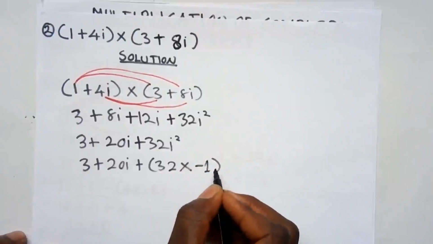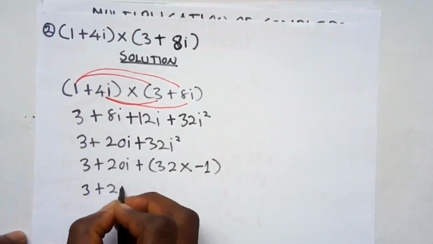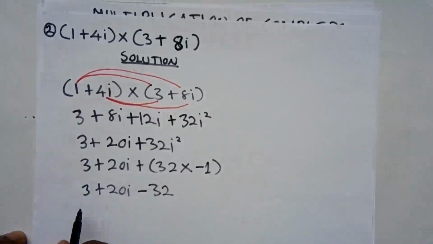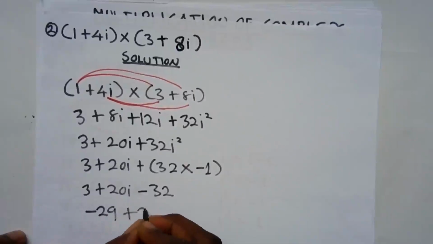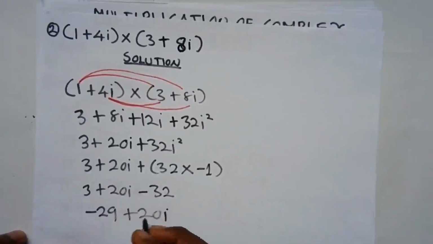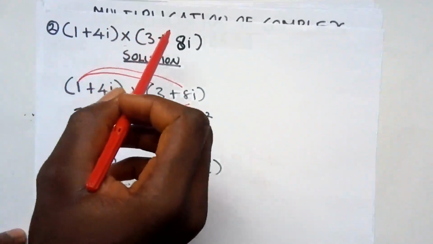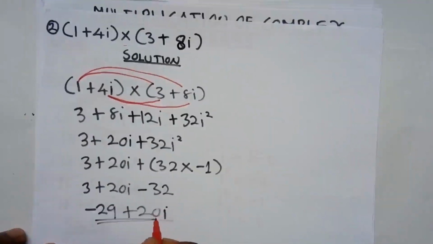32 multiplied by minus 1 gives us minus 32. So 3 plus 20i minus 32. 3 minus 32 gives us minus 29 plus 20i. So when you multiply 1 plus 4i by 3 plus 8i, you are going to have a new complex number, minus 29 plus 20i.